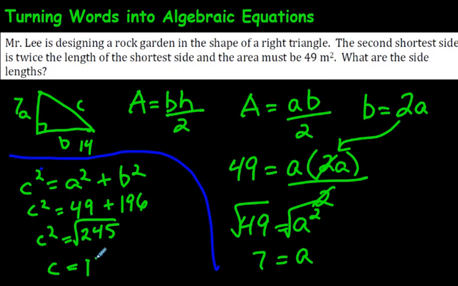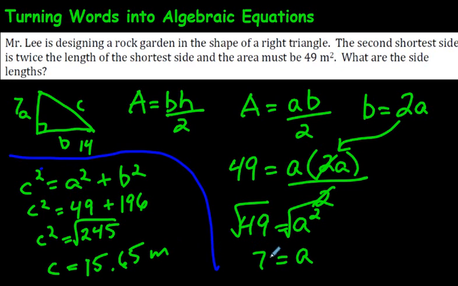I'm just rounding it off, 15.65. Okay, so the length of the shortest side is 7, the second shortest side is 14, and the longest side is 15.65 meters.